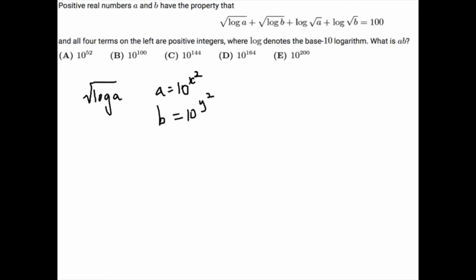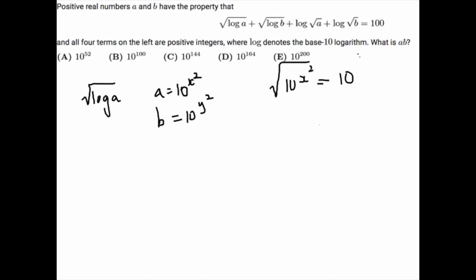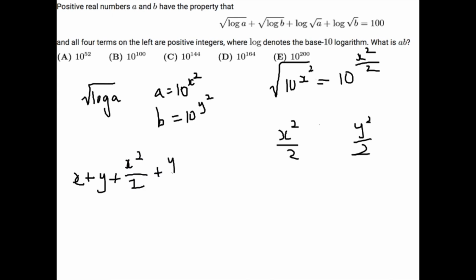As for log square root of a and log square root of b, we can also use this form, since if we plug 10 to the x squared into a, we're going to end up with 10 to the x squared over 2. And taking the log of that, we have x squared over 2. Similarly, with log of the square root of b, we have y squared over 2. So to rewrite this equation, we can write x plus y plus x squared over 2 plus y squared over 2 equals 100.